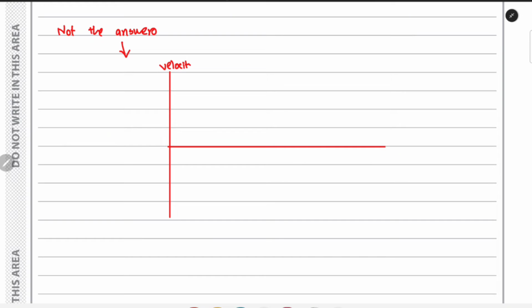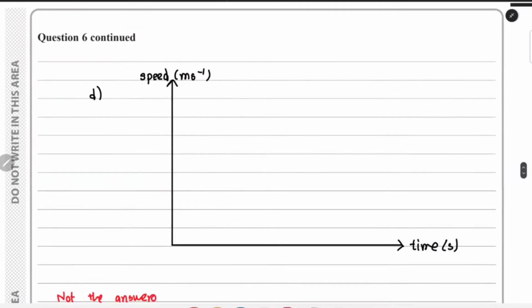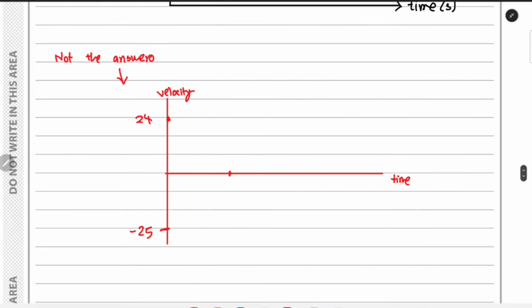So velocity by time. We know the initial velocity is 24 and the final velocity is minus 25, because at first it's moving upwards, at the bottom it's moving downwards, and at some point in between it was stationary for a moment at the top. Also this is acceleration under free fall, so the acceleration is constant. Acceleration is the gradient of the velocity time graph, so the gradient will also be constant, meaning it will be a straight line. So something like this. So this is 25. This is the velocity time graph.